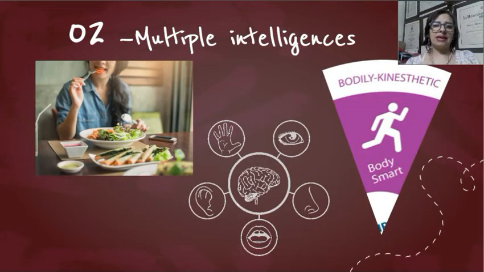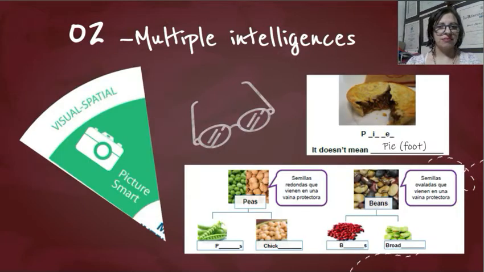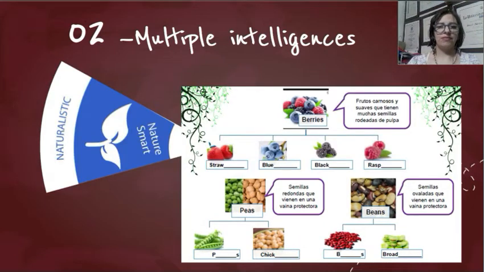Bodily kinesthetic intelligence was useful when talking about experiences with food that are mediated by senses. Visual spatial was a great help when relating false cognates with the real pictures and while organizing words in family trees.